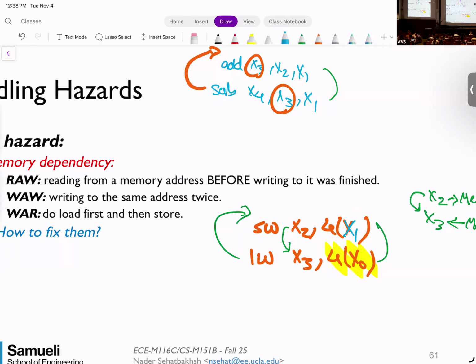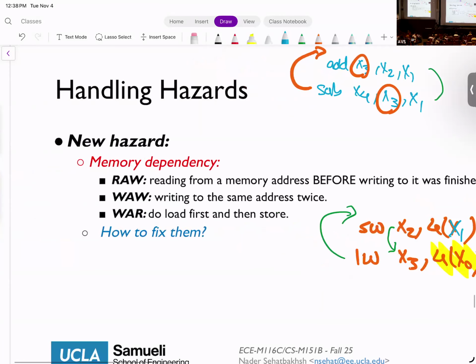Yeah, the answer is that we don't know. It really depends on the value of x1. If x1 is 0, then we have dependency. If x1 is not 0, then we don't have dependency. So how do we know this? That is a problem that we have with memory dependencies.